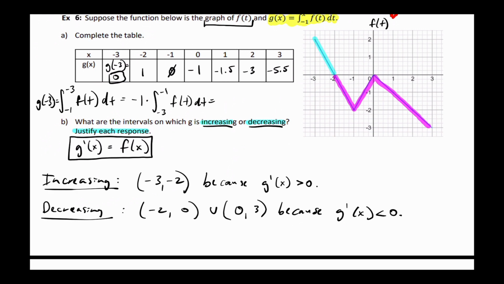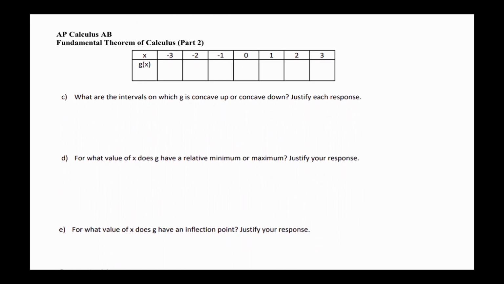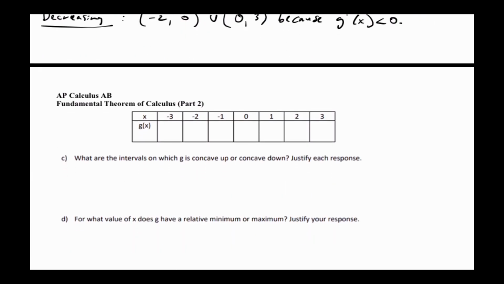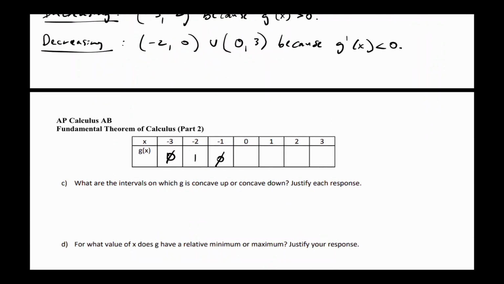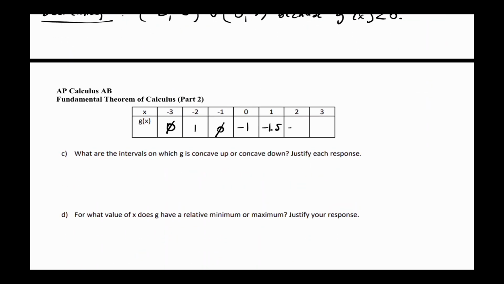All right. Let's go to letter C. So letter C, I wrote the table again so you don't have to flip back and forth. So it's the same table. 0, 1, 0, 0, 1, 0. Negative 1, negative 1.5. Negative 3, negative 3.5. Okay.